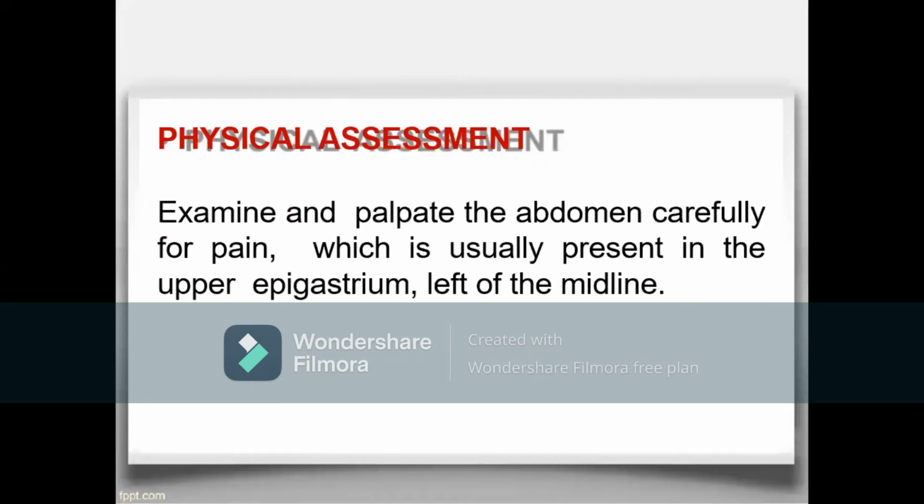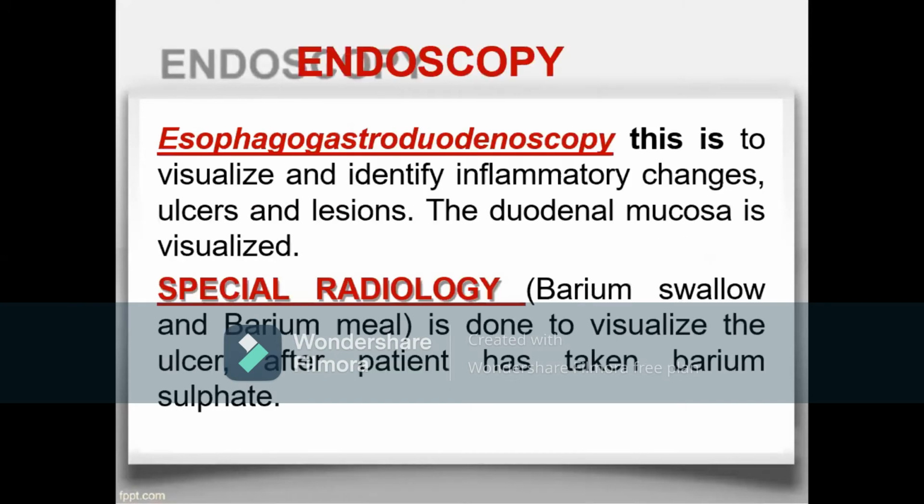Secondly, we need to do a physical examination. Physical examination, we know it has 4 techniques. And these techniques include palpation, auscultation, percussion, and of course, inspection. So physical examination will review a good number of issues.